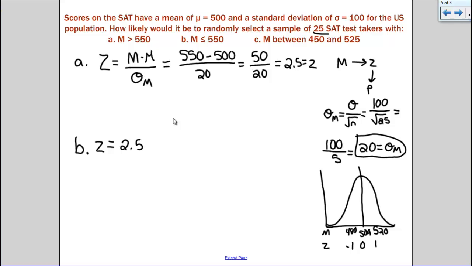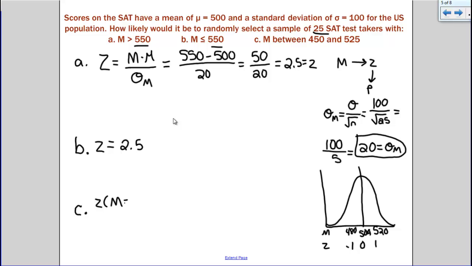I just found that, right? These have the same values. Only one we're going to look in the body and one we're going to look in the tail. All right, now part C. So now we want to see how likely it would be with a sample of 25 to get a mean between 450 and 525. So we need to find two z-scores. So we need to find the z for x equals 450. I'm sorry. See, there I go with my x values again. We're looking at means now.